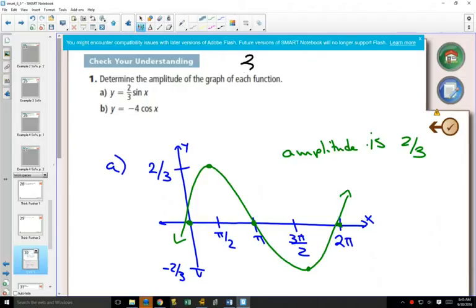All right, questions for practice are 3A and B, 4, 5, and 9.